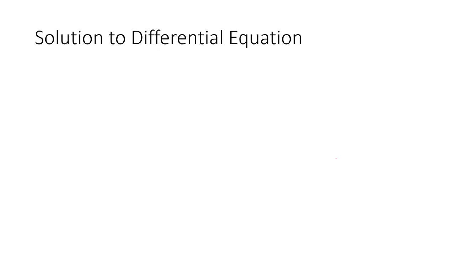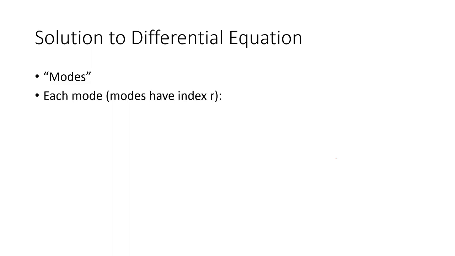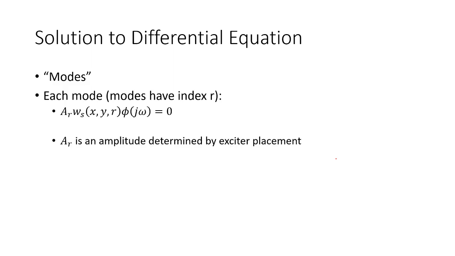All right, so the solution then to that differential equation that I gave a couple slides back is normally given in terms of modes of the panel. So we're going to talk about modes that have an index r, and the modes are going to be written as the multiplication of 3 functions: a sub r times w sub s of x, y, and r times phi of j omega equals 0. So a sub r, that's just an amplitude determined by the exciter placement. So if you place the exciter in a place that doesn't excite the mode, then a sub r is going to be 0. If you couple very efficiently to the mode, a sub r is going to be 1.